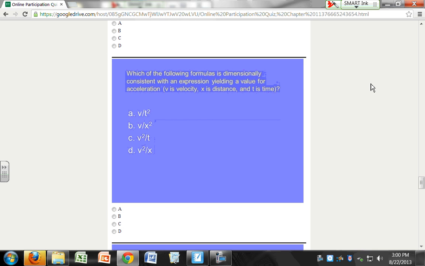Which of these is dimensionally consistent for acceleration? Acceleration is meters per second squared. So I'm just looking for one of these that gives me meters per second squared. Let's just take one by one. It's meters per second times 1 over second squared. That's meters per second cubed, so that's not it.